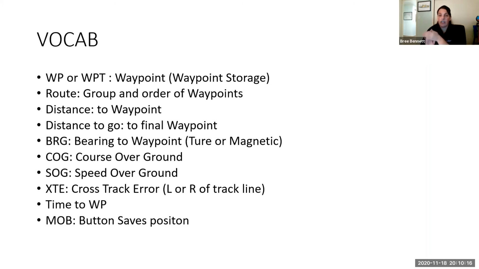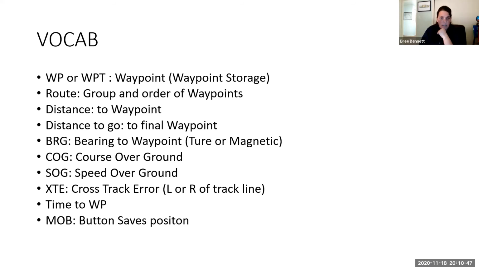The distance to go is to the end of the route, the final waypoint. So when you get bearing, that is going to be our bearing to the waypoint. What we see a lot on our GPS is a bearing and a distance. That bearing and that distance is to the next waypoint, the waypoint that you are headed towards.